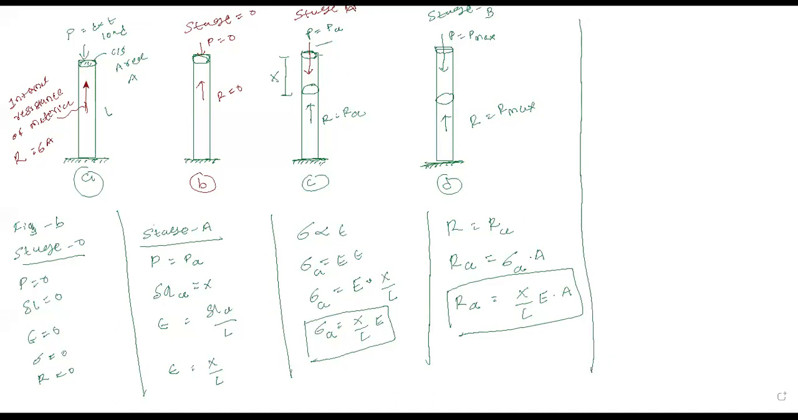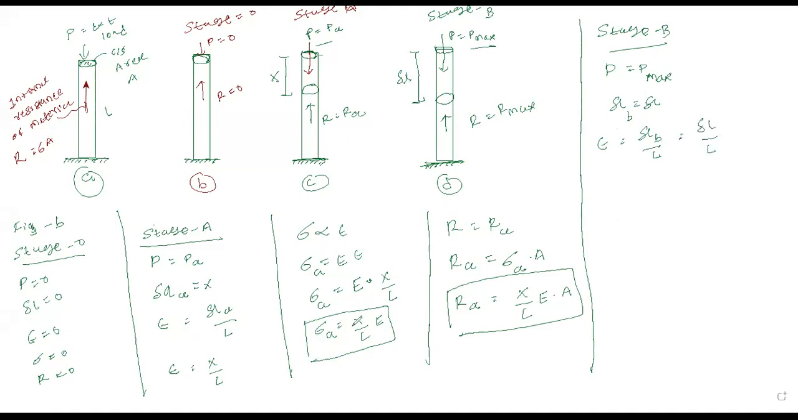Next, stage B. What is your stage B? At that condition, P equals to P max, yes or no? At that condition, P equals to P max. And at that condition, suppose your displacement attains the maximum level of displacement, because we have applied maximum load, and that is delta L. I am saying delta L itself. At that condition, delta L equals to delta L, stage B. What is your strain? Change in the length by original length. So can I say that delta L by L?